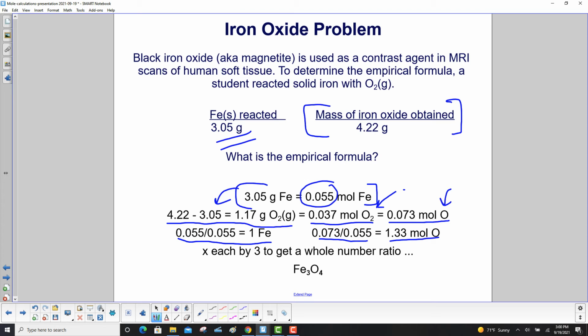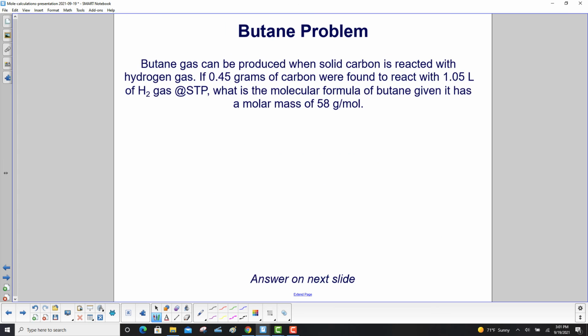Now we can't have a third of an atom, so we have to multiply both quantities by 3 to get a whole number ratio. So for iron, 3 times 1, well, that's 3. Oxygen, 3 times 1.33, that's 4. So Fe3O4 is our answer.